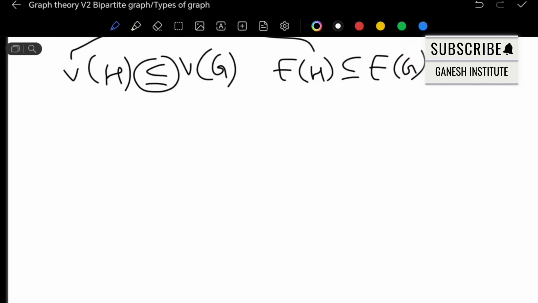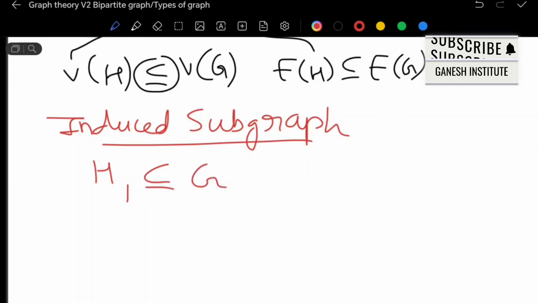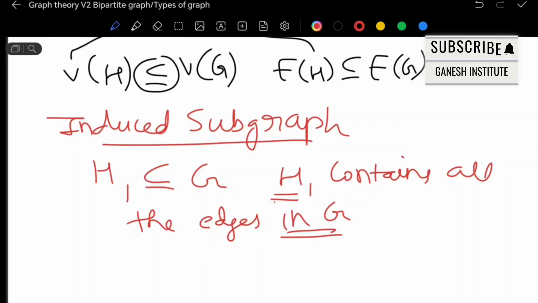Then we have induced subgraph. Are we on the same page? Everyone, please pay attention here. Induced subgraph means, let's say I have a subgraph H1. Subgraph means it is a subset of G or equal to. If I'm having H1 and it contains all the edges in G, okay, all the edges of H1 are in G. Edges have to be there. And of course, they will be in G because it is a subset.